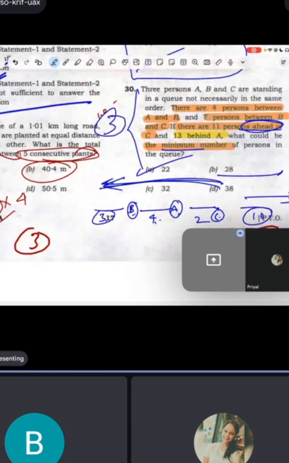Otherwise, if you are saying that 13 behind A is not satisfied, hmm, okay, I will kill you. Okay, Manish, pay attention carefully.